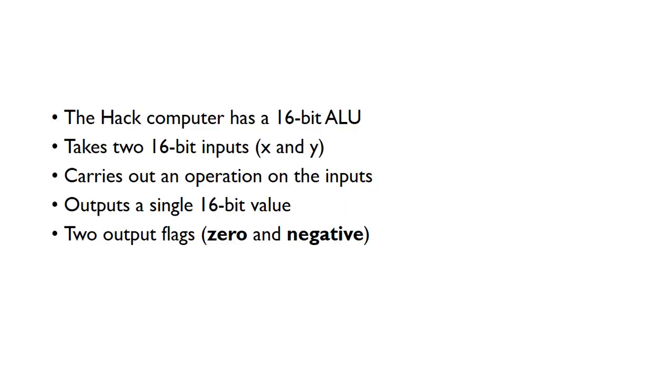The Hack computer has a 16-bit arithmetic logic unit. It takes two 16-bit inputs, which we call X and Y, carries out an operation on the X and Y inputs, and then outputs a single 16-bit value. There are also two output flags which tell us about the result: the zero flag and the negative flag. When the output is 0, the zero flag will be 1, and when the output result is a negative number, the negative flag will be a 1.